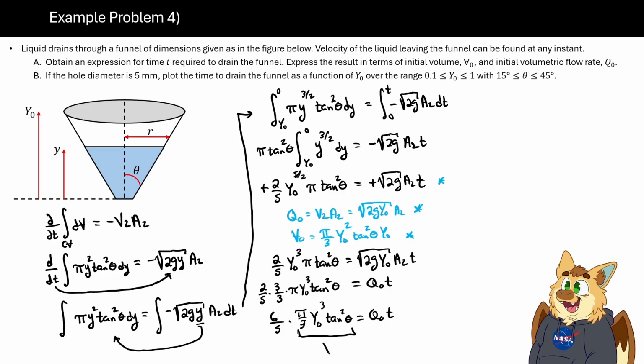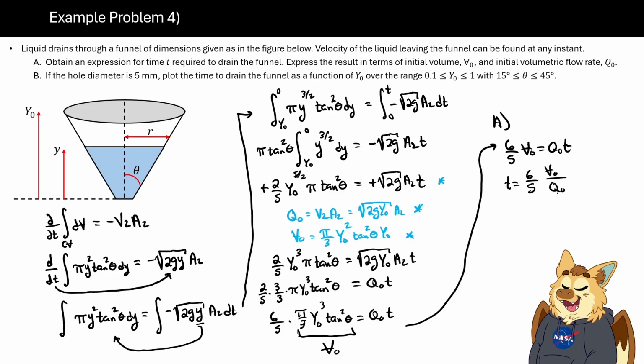This term right here is v naught. So finally, we get our solution for part A, which is 6 over 5 v naught equals q naught times t. And if we're just solving for t here, t would be equal to 6 over 5 times v naught over q naught. Very nice relationship there. So we turned this gross thing into something very simple, which is what the question was aiming for. So that's part A.